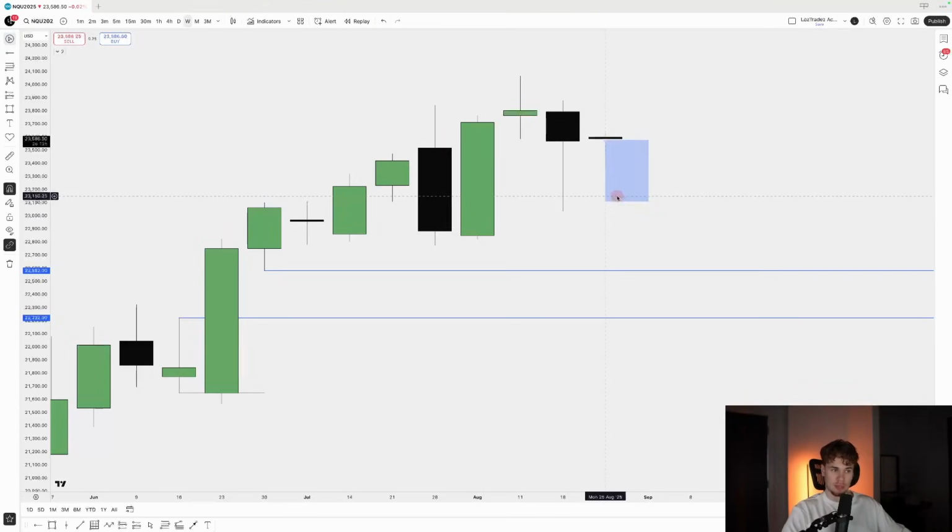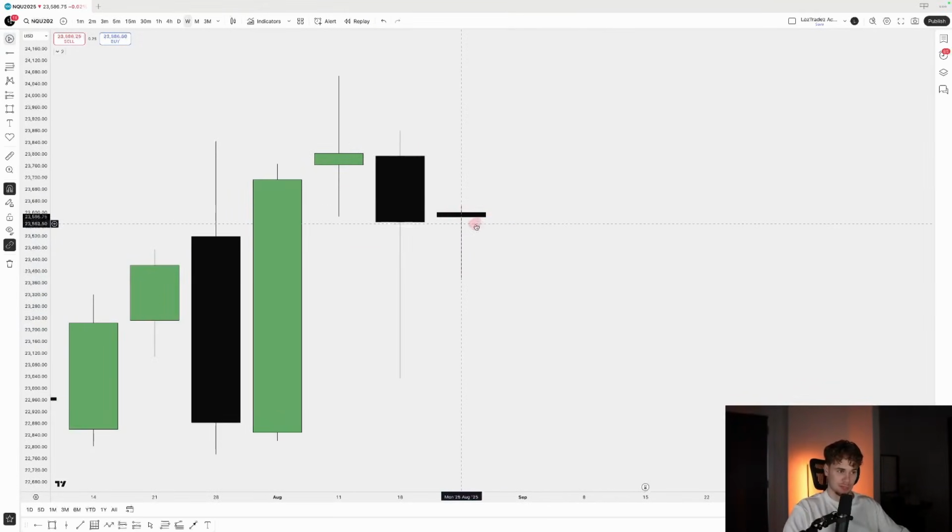If this, then that. If we close like this, then I'd say we're probably respecting this opening price here, because we've closed above it once, closed above it twice. That's a respect of opening price.